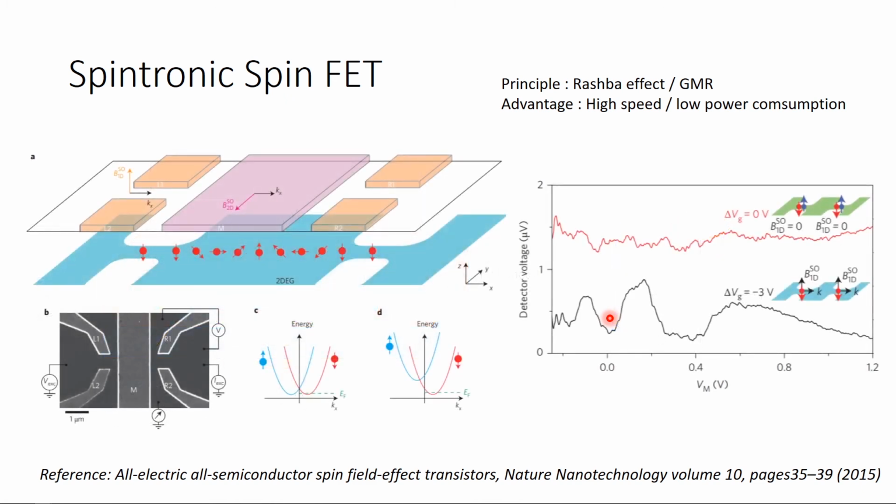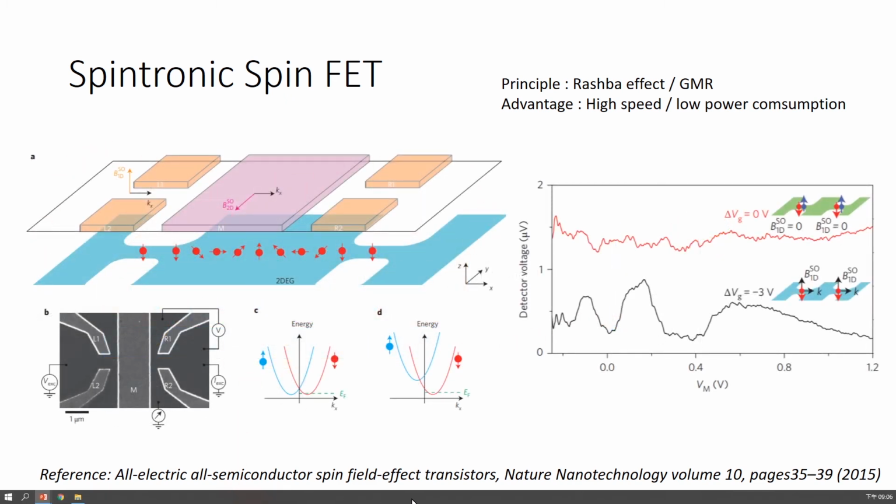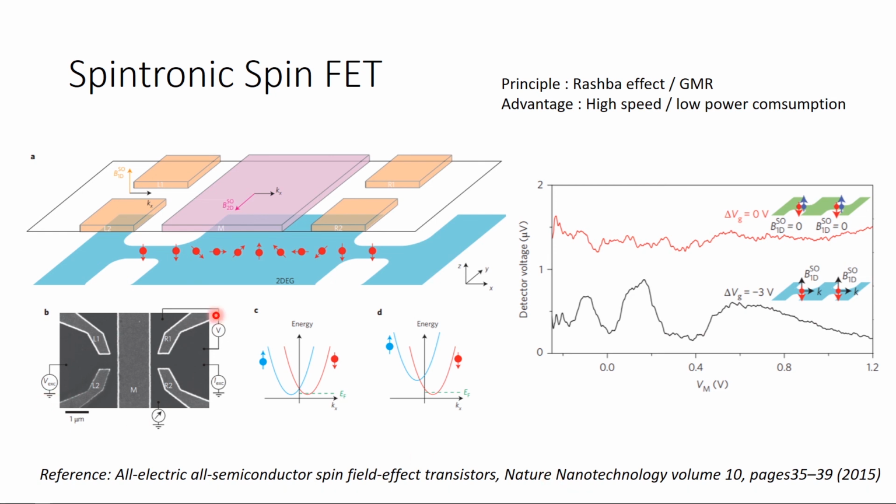And here is the experiment setup from this paper. As you can see, spin electrons go through the channel from source to drain. And while we impose a gate voltage across the channel, the drain voltage oscillates depending on the gate voltage.